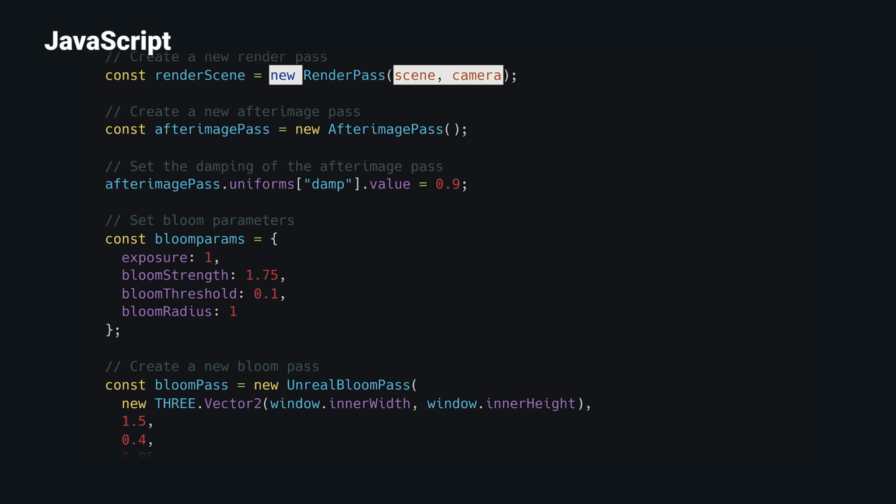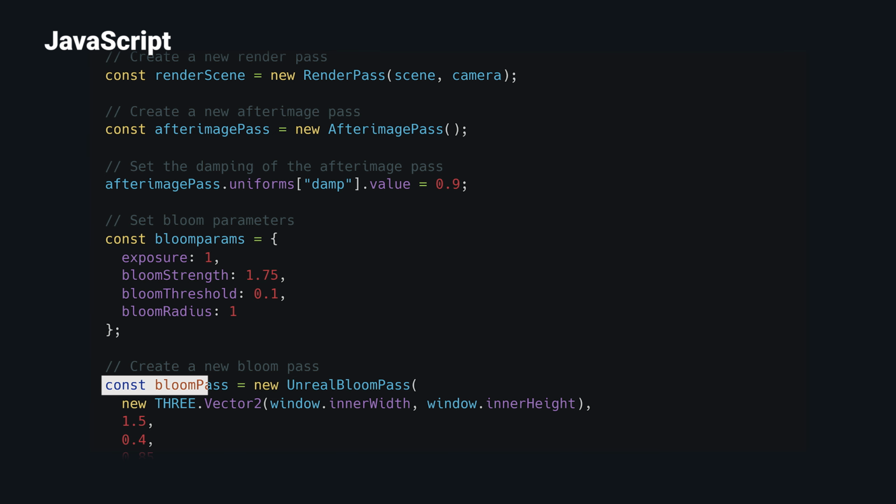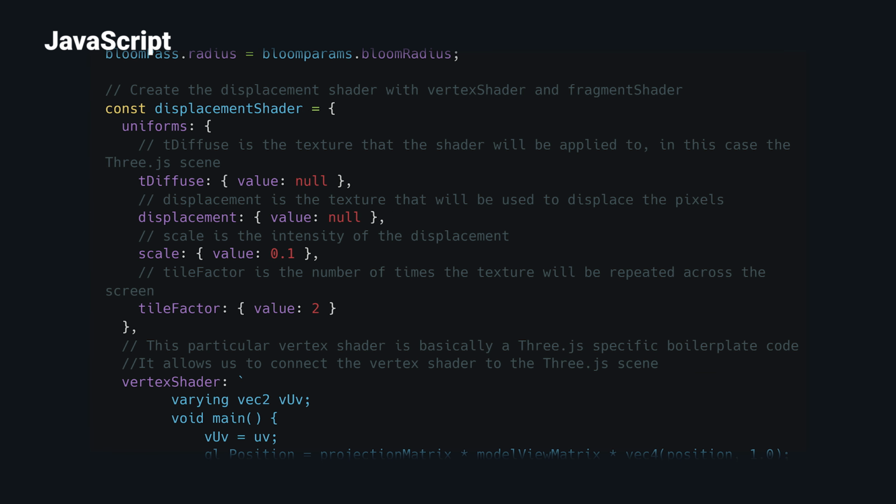This will later act as our base layer on top of which we apply the effects. Now we can add all of our desired effects. For this scene I'm adding the after image pass and the Unreal Bloom pass, but you can also skip them or add other effects. This brings us to the constant displacement shader, inside of which we will create the most important stuff for the displacement effect.